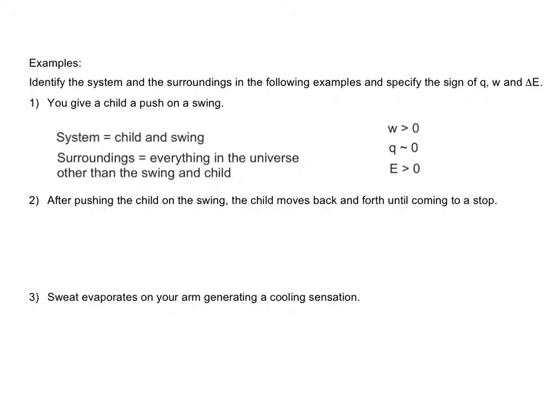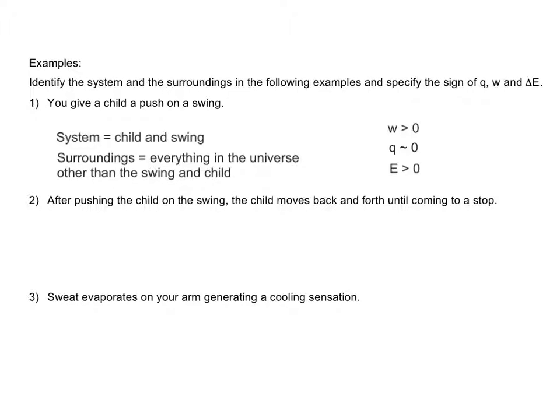Now our second example continues on from the first. After the child has been pushed on the swing, the child moves back and forth until coming to a stop. So in this case, the system is still the child on the swing, but they are losing energy overall. And there's really not any work being done on the system or by the system in this case. The swing is just moving back and forth and eventually comes to rest.